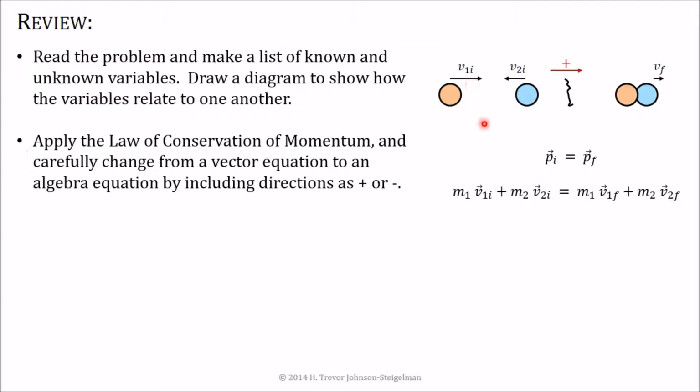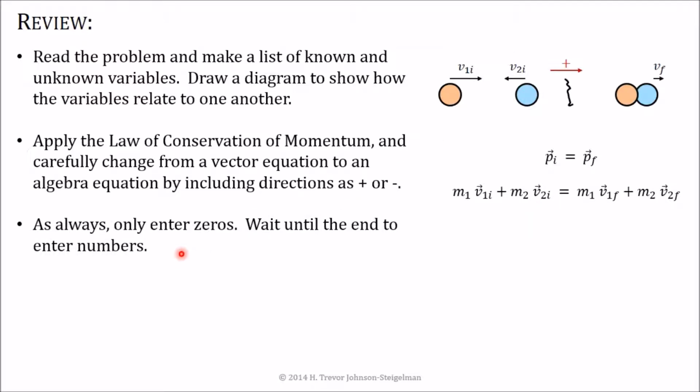So in this problem above, v1 initial would be positive, v2 initial would be negative. And as always, only enter zeros. Wait until the very end to enter numbers. That way you make your calculation a lot easier at the end, and you are likely to find situations where you can do things like cancel out the masses.